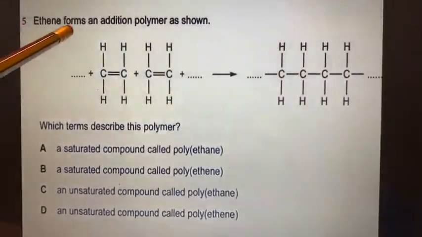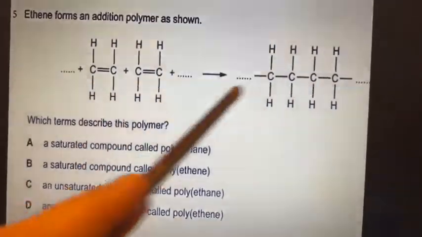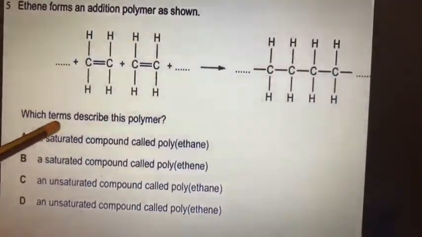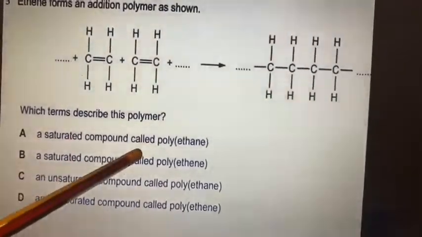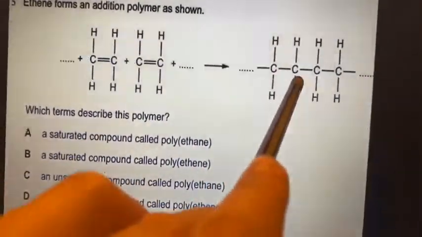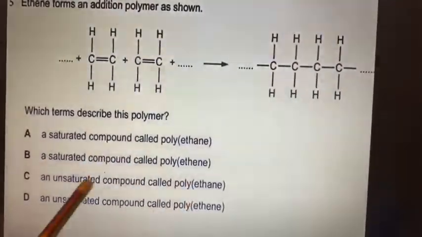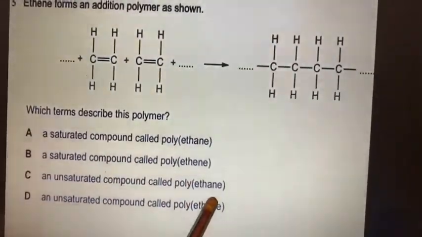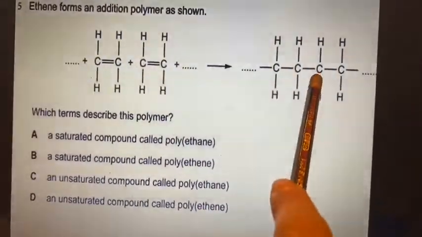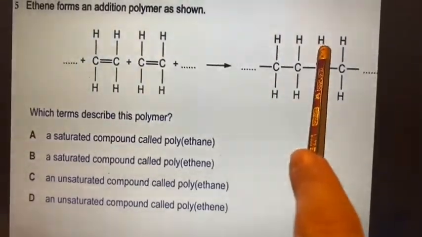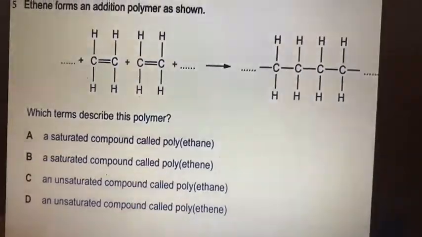Ethene forms an addition polymer as shown. Ethene with ethene will make polyethene. Which terms describe this polymer? A saturated compound called polyethane? Is it a saturated compound called polyethene? An unsaturated compound called polyethane, or an unsaturated compound called polyethene? It is saturated and it is ethene. It's polyethene. Okay, so B is the answer.